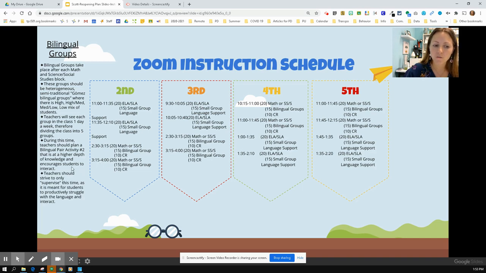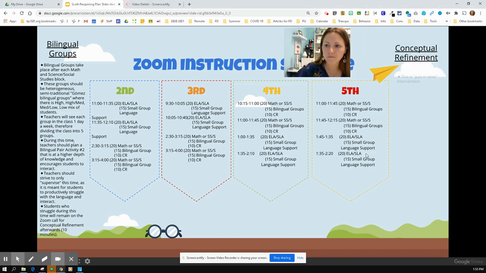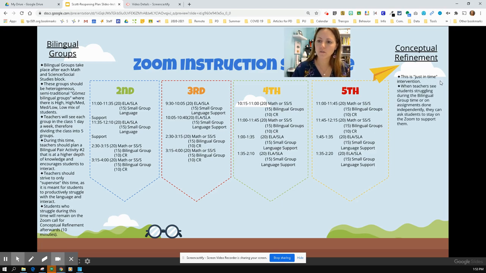Teachers should strive to only supervise at this time, as it's meant for students to productively struggle with the language and to be able to interact. Students that are struggling during this time can remain on Zoom for conceptual refinement afterwards. Conceptual refinement is this idea of just-in-time intervention. When teachers see students that are struggling during the bilingual group time or on assignments that they've done independently, then they can ask students to stay on the Zoom link to be able to support them. Only the students who just had the bilingual group will remain.